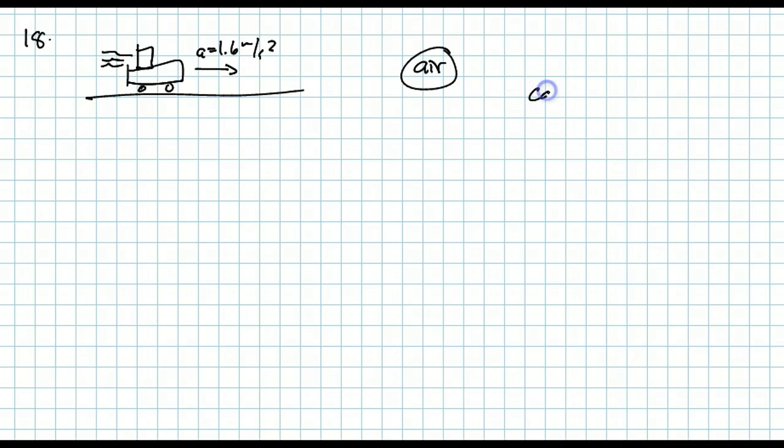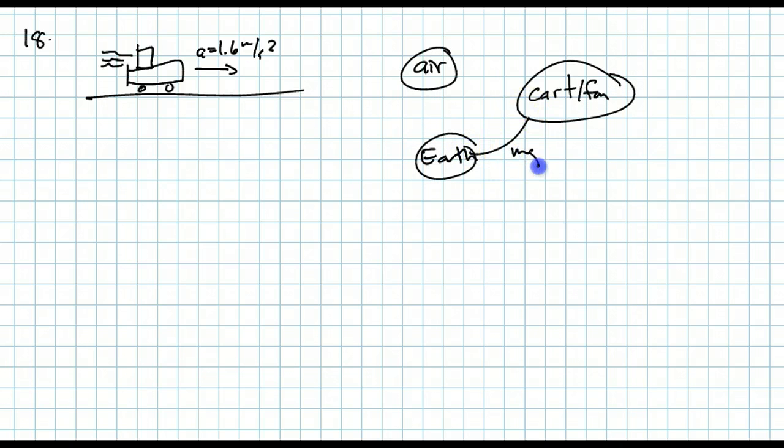So we have the air, we have the cart slash fan, we'll call it one object, because that's what we're looking for the mass of, and then we have the earth. So there's certainly a weight here. The fan pushes on the air, which means that the air pushes on the fan. Right? Newton's third law is going to push against it equally much.